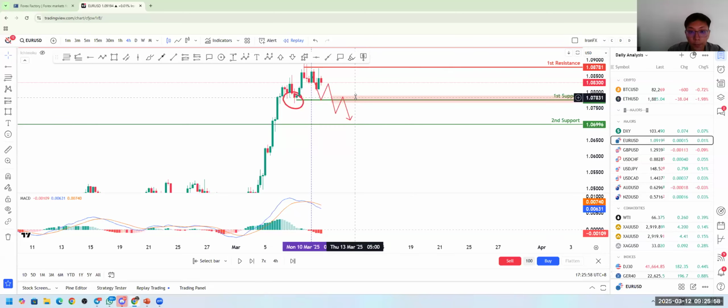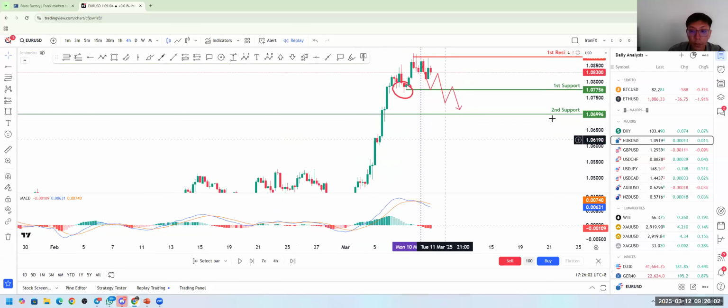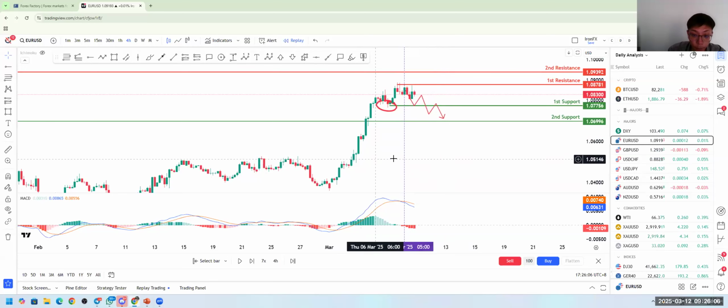Yeah. So if you look at all these, the first thing that you have to do is to identify the trend, and then you mark out your levels and see if it makes sense. MACD is the last confluence that you want to look at to enter buys or sells.